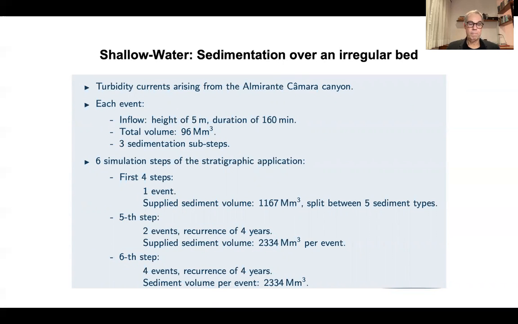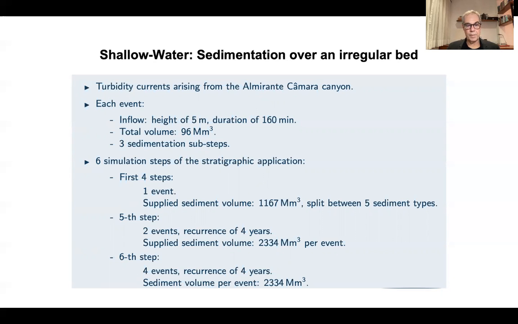Now we're going to see an example of application of this technology. We're going to simulate the sedimentation of a real bed. This is a real life problem from turbidity currents arising from the canyon in Brazil called the Almirante Câmara Canyon. We're going to be simulating several events. We have the inflow data, the total volume, and we're going to do 3 sedimentation sub-steps. So we're going to have 6 simulation steps for the stratigraphic application.